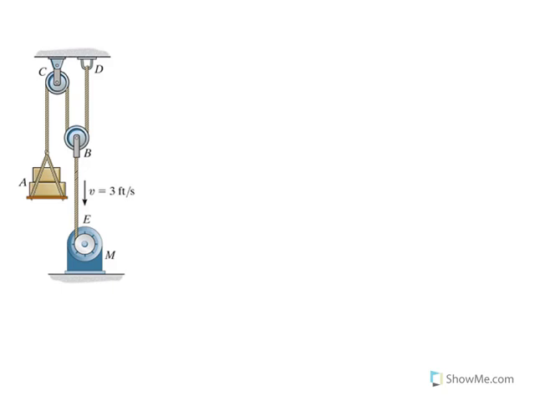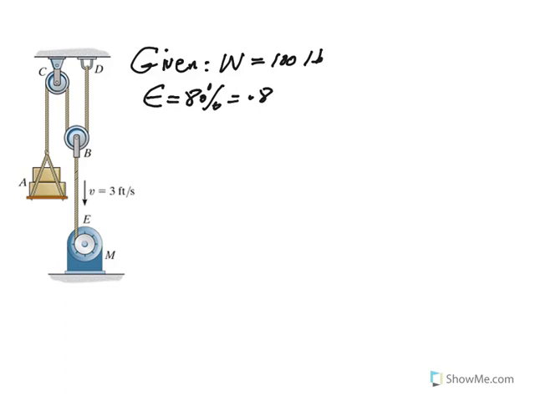So let's get started. Here we have this pulley system, which is designed to move the load at A. Given that the weight of A is 100 pounds, and you see the motor here putting tension in the cord, we know the speed of the cord is 3 feet per second. Let's say the motor is 80% efficient, where epsilon is 0.8, right?